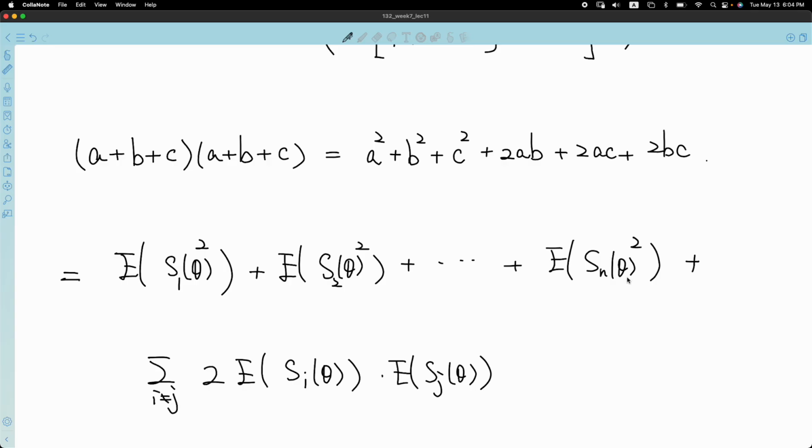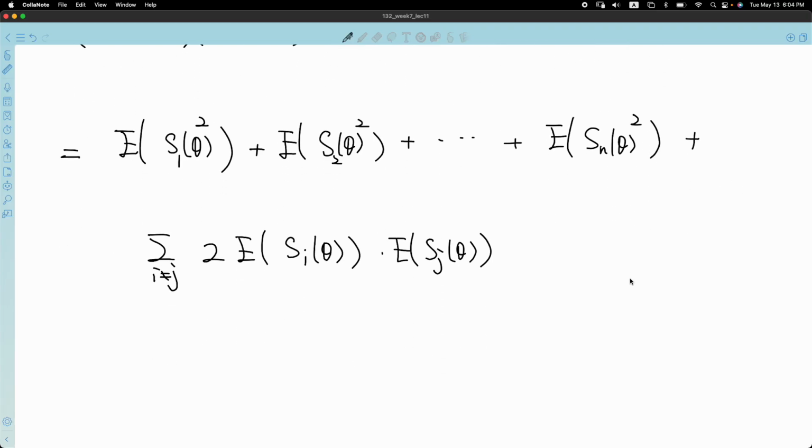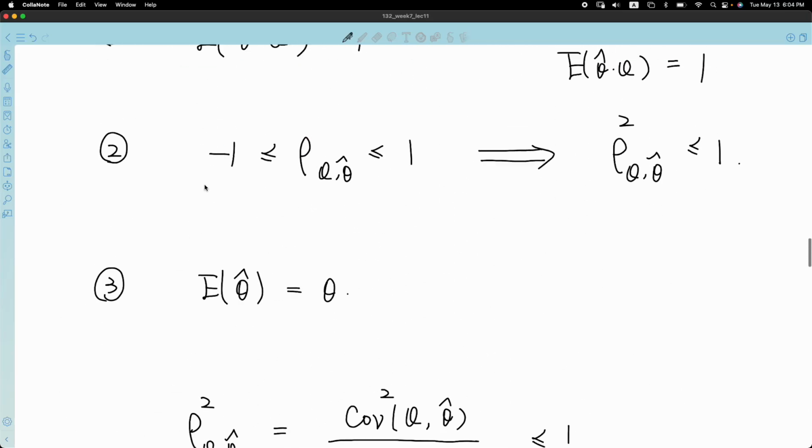Okay, so now let me ask again, what is the expectation of any of the score? What is the expectation of score? 0, right? So all of the cross product terms become 0, right? What is the expectation of score square, if you still remember? Okay, so let's scroll up again.